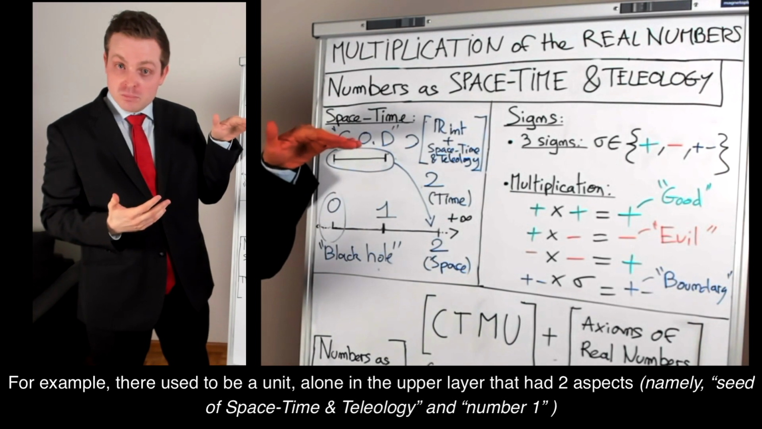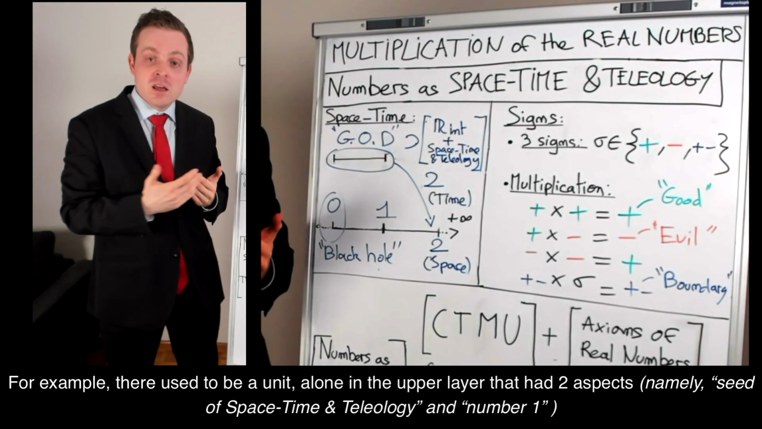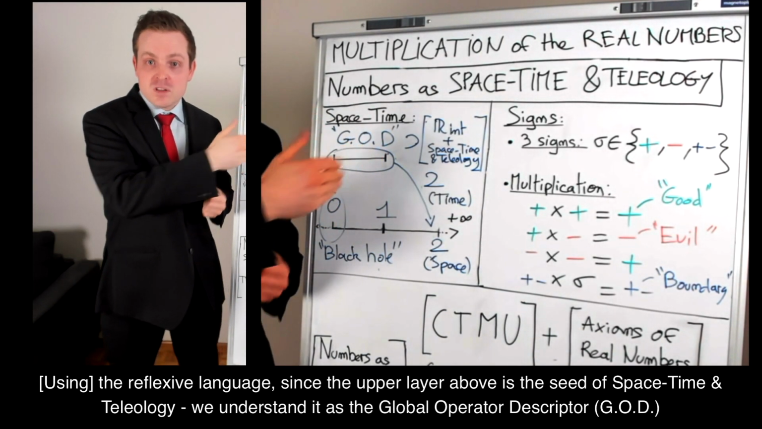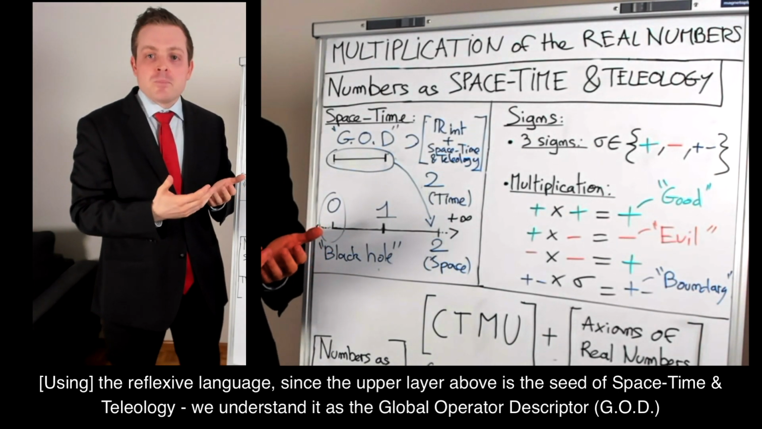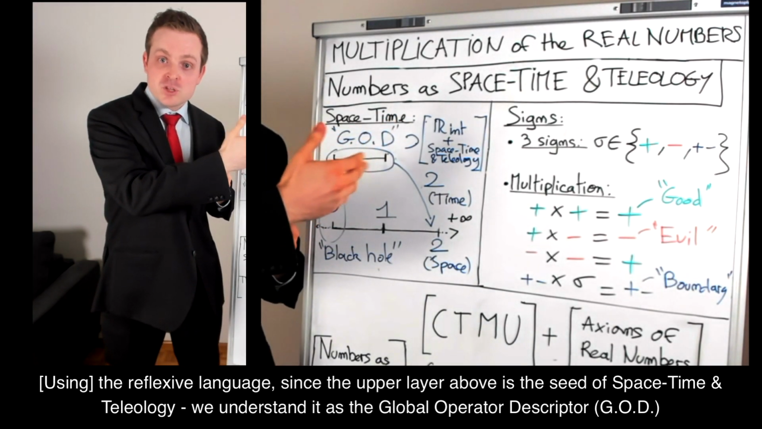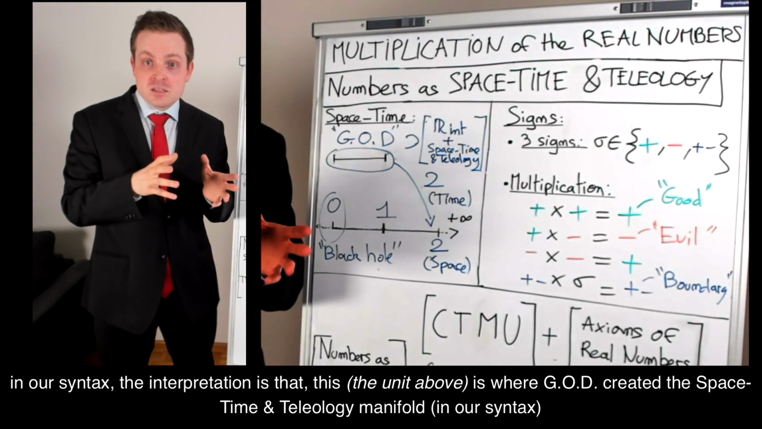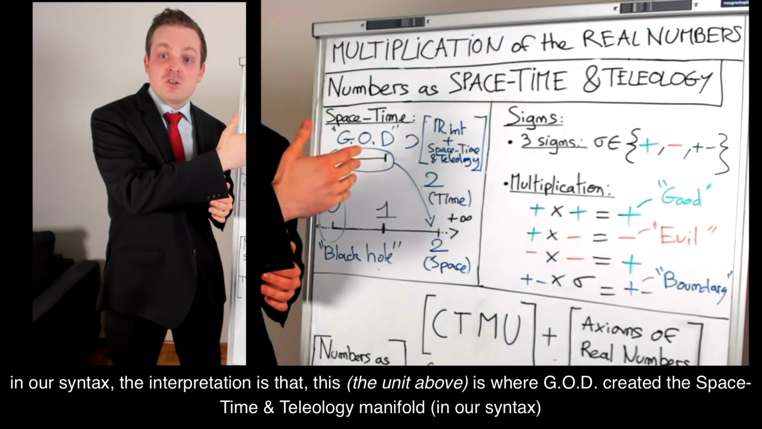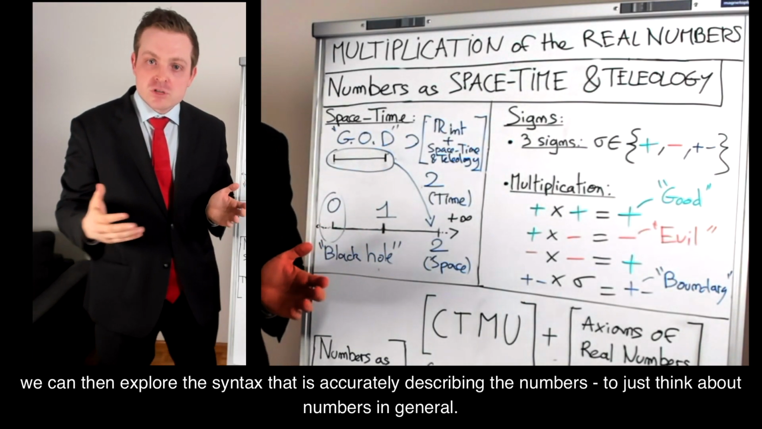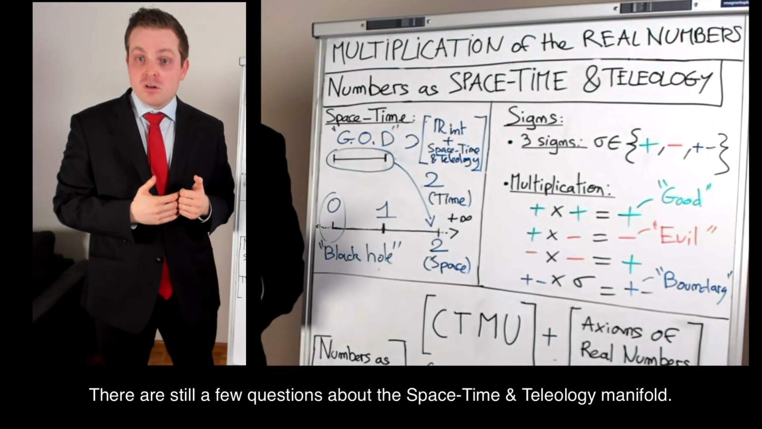For example, there used to be a unit that is sort of alone in the upper layer that had two aspects, and now we understand, since we have this reflective language, and since this upper layer above is sort of the seat of space-time and theology, then we understand it as the global operator descriptor of God. And so in our syntax, the interpretation is that this is where God created the space-time and theology manifold in our syntax, and then we can explore this syntax that is accurately describing the numbers to just think about numbers in general.